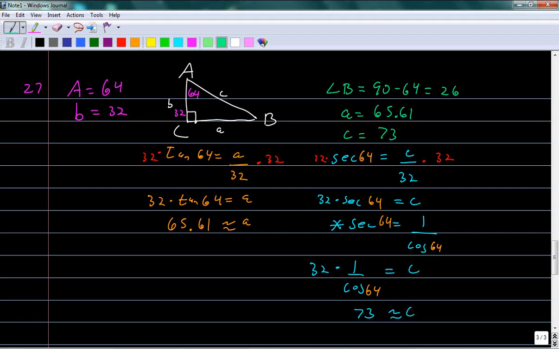Now remember, our hypotenuse should be our largest side measure. And 73 is larger than 65.61, and it's larger than side B, which is 32, so it makes sense.